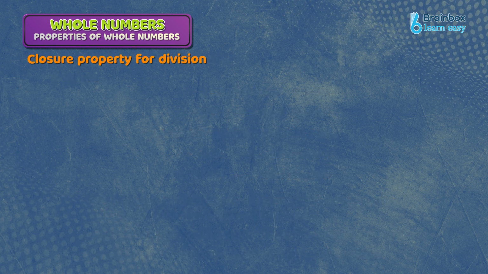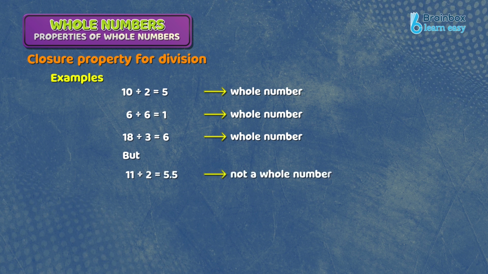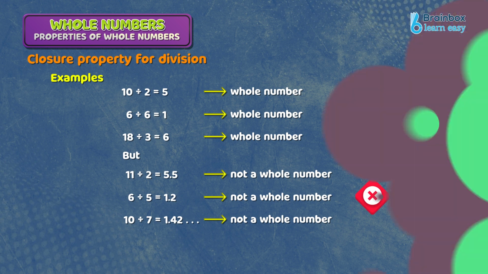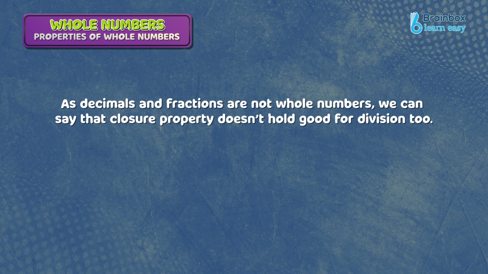Closure property for division. Consider the examples. 10 divided by 2 gives us 5, a whole number. 6 divided by 6 gives 1, a whole number. 18 by 3 gives 6, a whole number again. But 11 by 2 gives 5.5, not a whole number. 6 by 5 gives 1.2, not a whole number. 10 divided by 7, 1.42, is not a whole number again. In the above examples, we observe that closure property works as long as the divisor is a factor of the number under consideration, but it does not work for any other combination. As decimals and fractions are not whole numbers, we can say that closure property does not hold good for division too. We can finally conclude that whole numbers are not closed under subtraction and division.